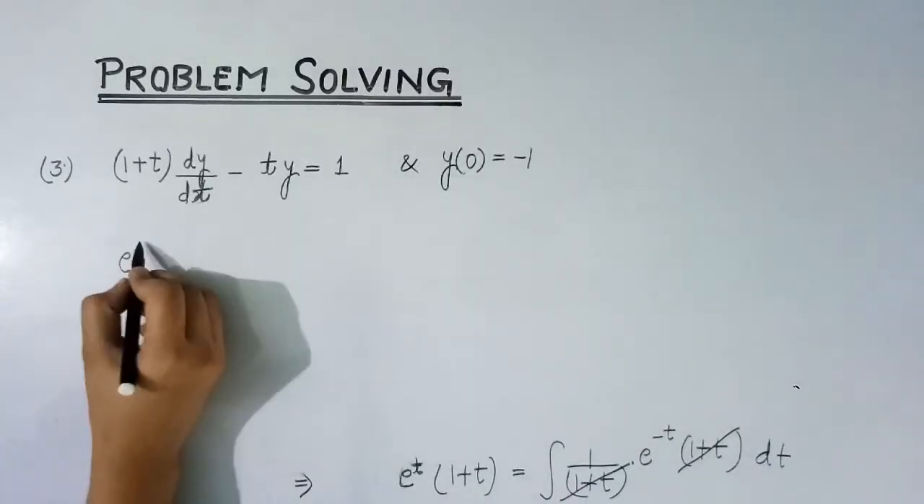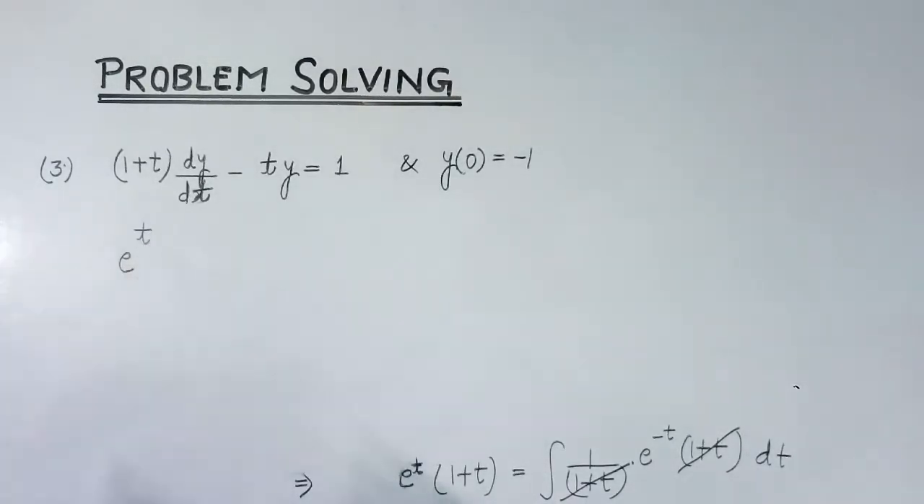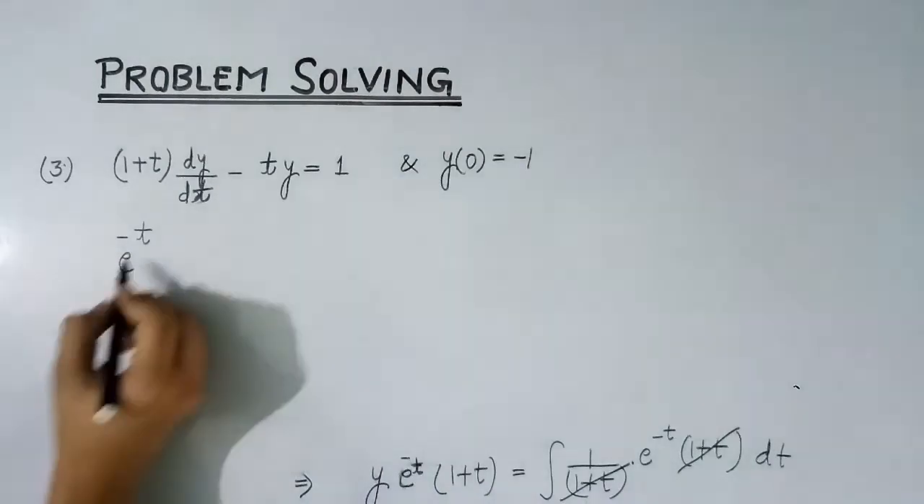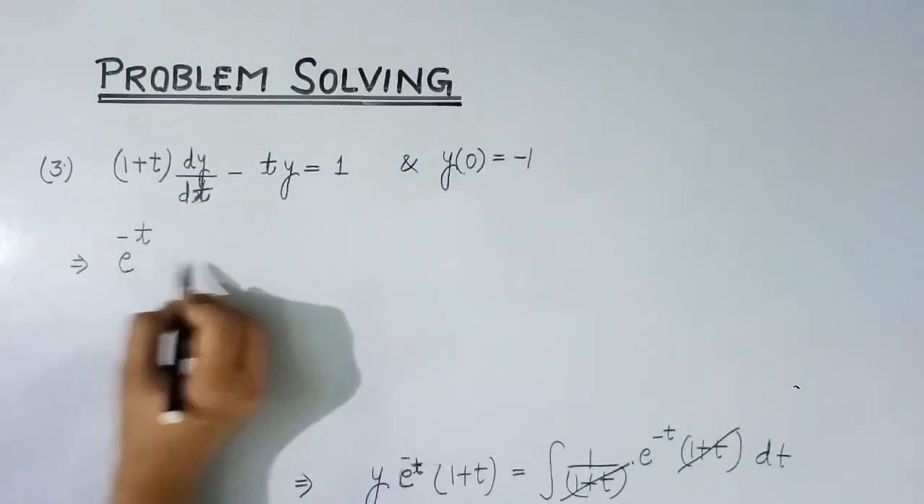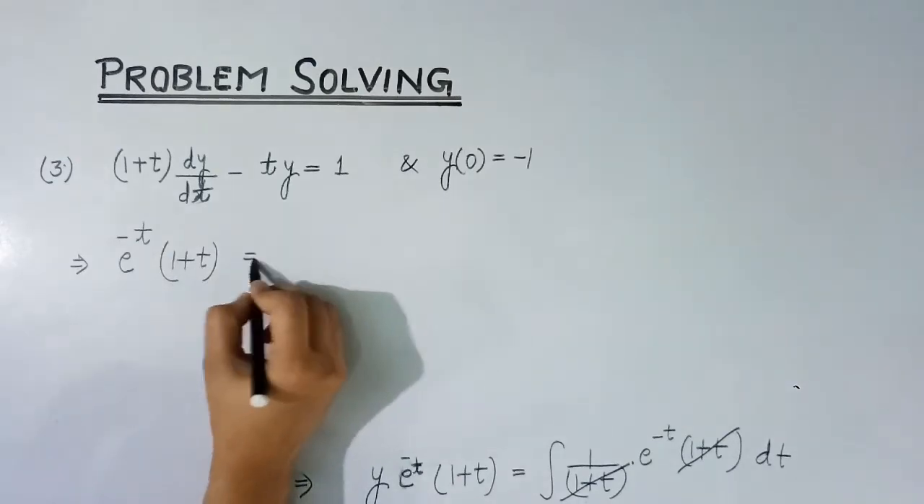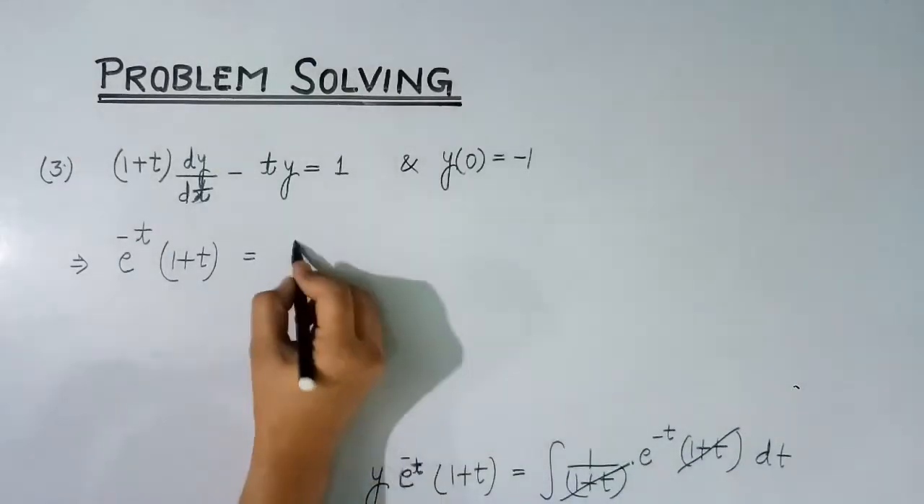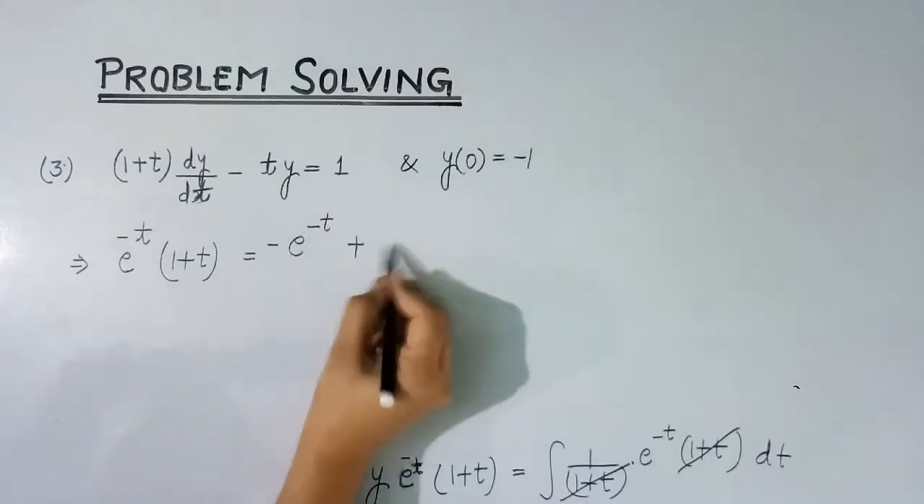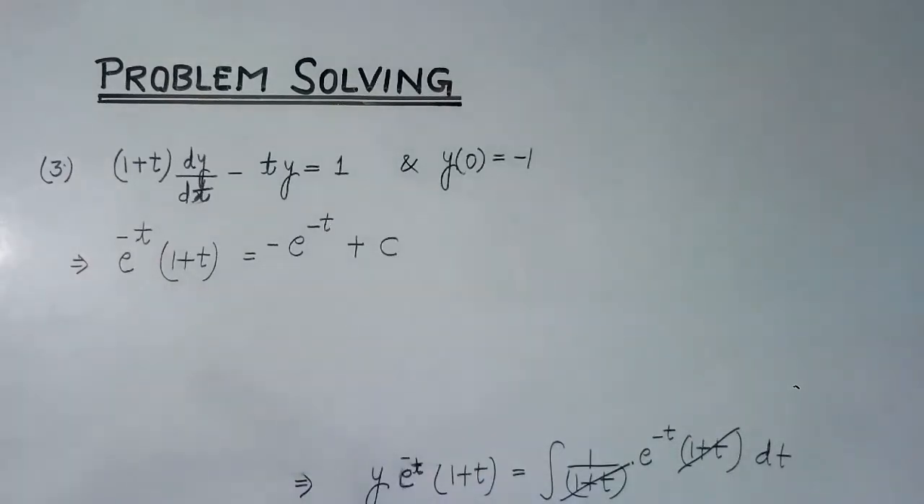So here, this is, okay. So this will give e raised to the power minus e raised to the power minus t plus c. So this is the equation with the constant, but we have to remove the constant.